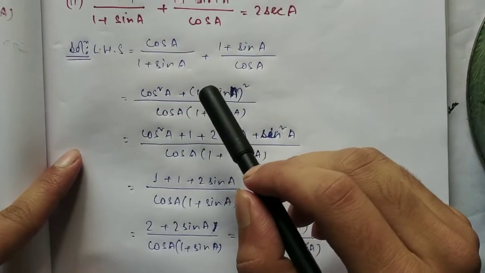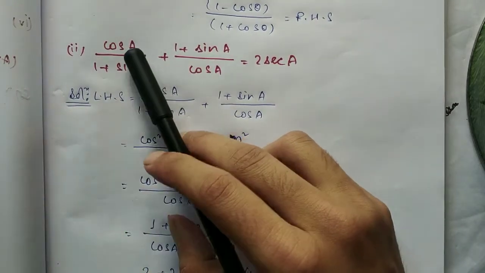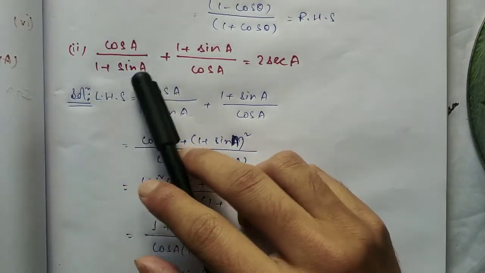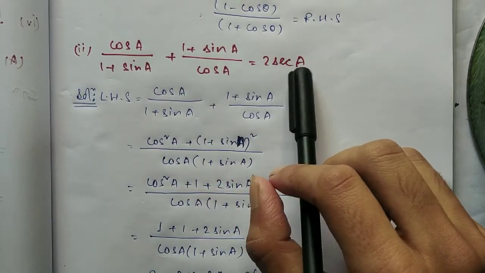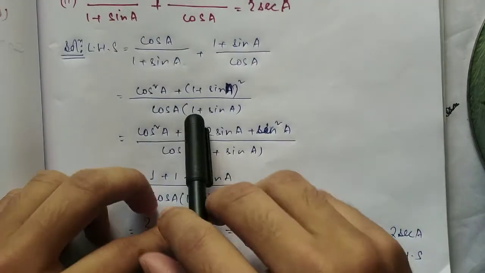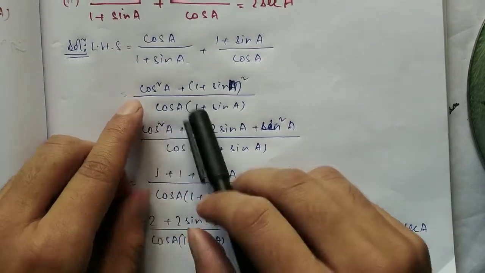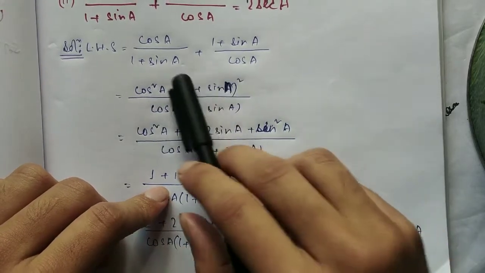Now let's move to the next one. Here it is to be proved that cos a divided by (1 plus sin a) plus (1 plus sin a) divided by cos a is equal to 2 sec a. What we do is take the LCM in the first step, and then we get cos square a plus (1 plus sin a) whole square in the numerator.